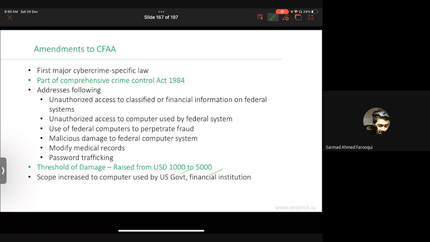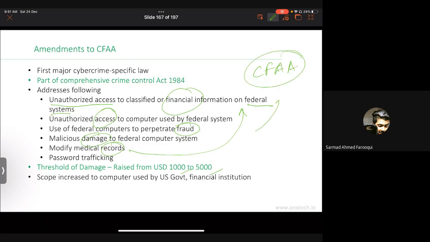Now, what does it address? It addresses the following: unauthorized access to federal systems. Remember this. Whether it is financial information, access, fraud, damage, or medical records, anything related to a federal system is covered by CFAA. So if you see the first Computer Crime Act, which addressed federal systems, you see the word federal and first Computer Crime Act, so you know it is CFAA. Remember, this is how we generally remember. Threshold of damage, nobody will ask. No point in remembering.